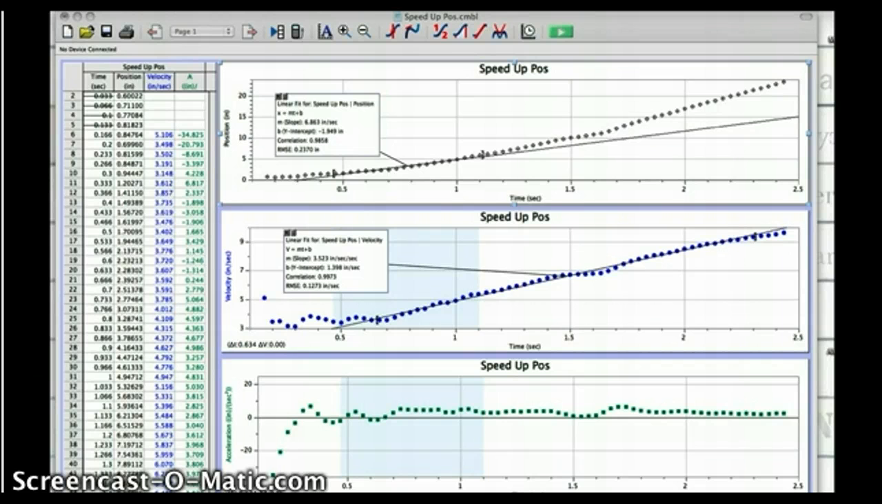The y-intercept of this graph means that at 0 seconds it started at roughly -2 inches from what we decided would be the origin point. So the y-intercept for this graph is where it started when we took these data points.